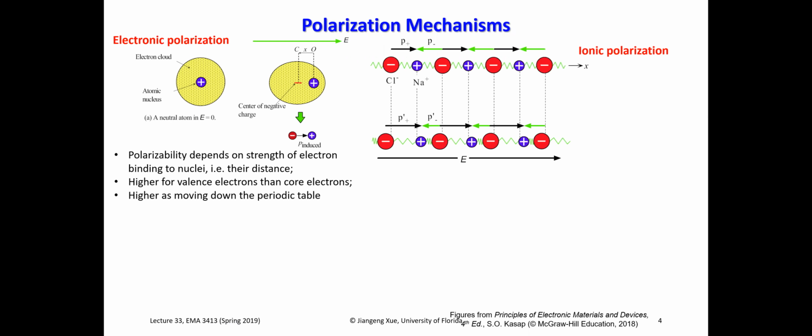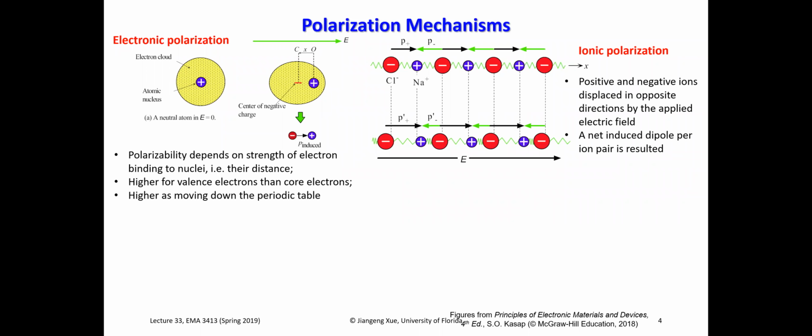Now, in ionic systems, we have ion pairs, and the positive and negative ions will be displaced in opposite directions if we apply an electric field that generates a net dipole moment per ion pair. So that's the so-called ionic polarization.